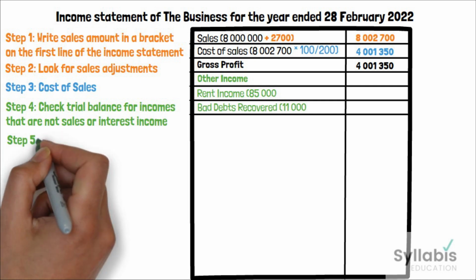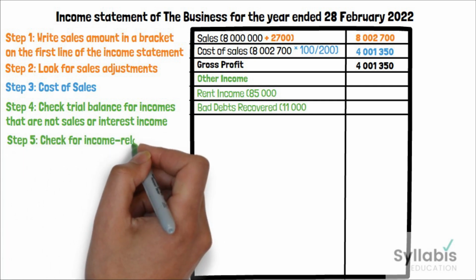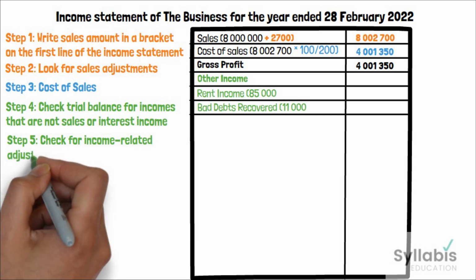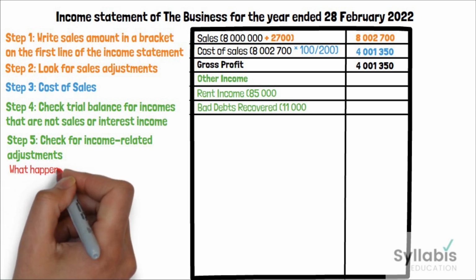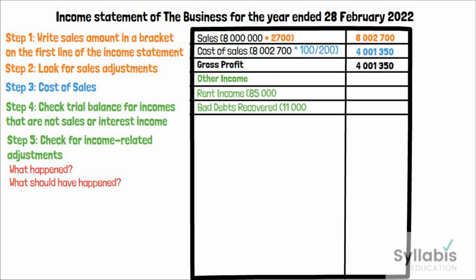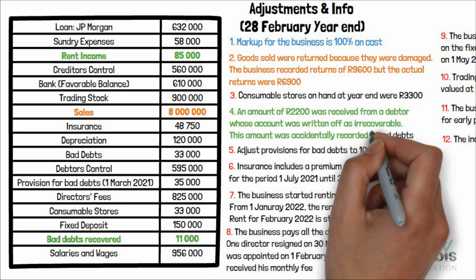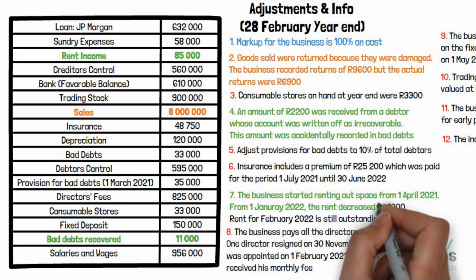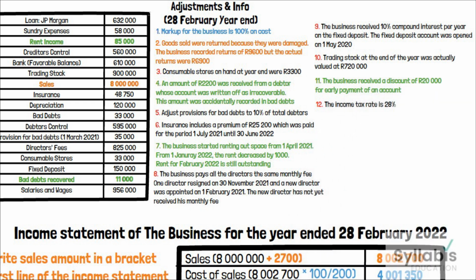Next, look through all the adjustments and find the adjustments that apply to the incomes, as well as the adjustments that create incomes. You must analyze each adjustment by asking what happened and what should have happened. These are the 3 income adjustments you must analyze and include in the income statement. Remember that discounts received is an income account.